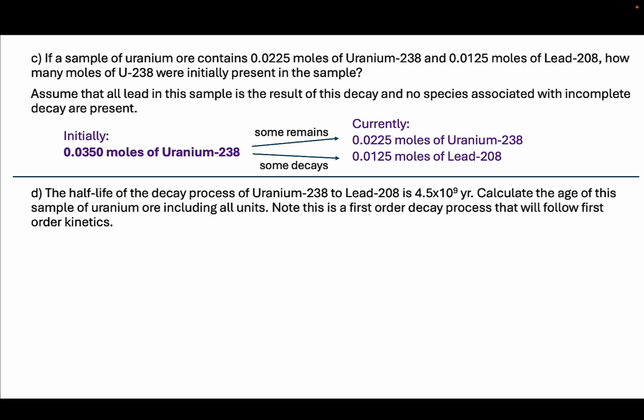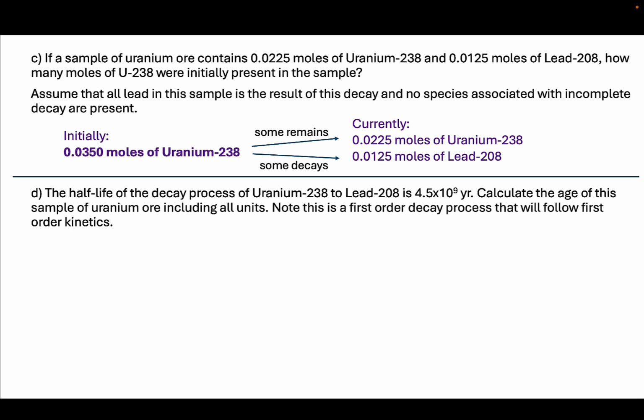As the uranium was becoming lead, this 0.0125 moles of lead at the very beginning was uranium. Based on that, we know that initially there were 0.0350 moles of uranium-238. Finally, we want to look at some quantitative evaluation.